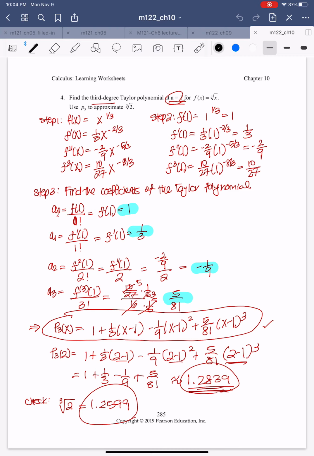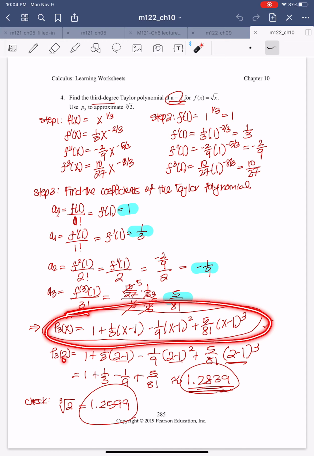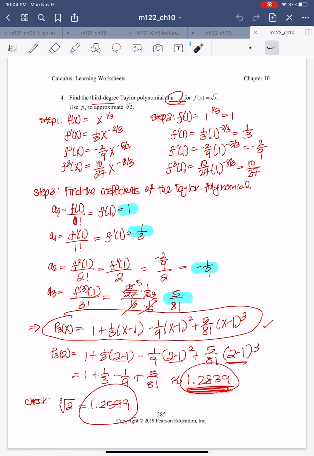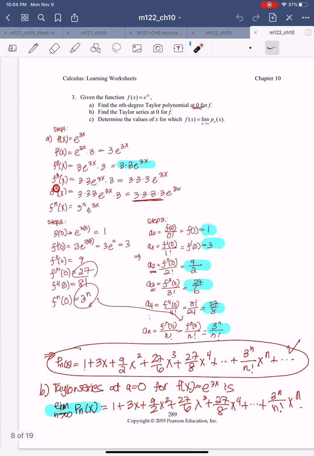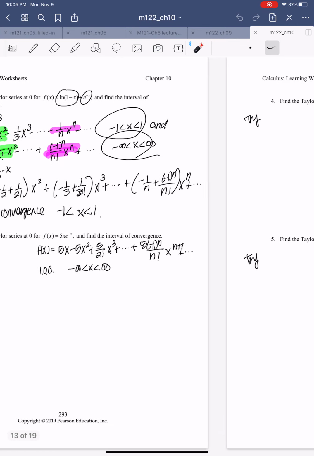What we did was we came up with a Taylor polynomial right over here that we circled, plugged it in and got a value of 1.2839, and the actual value of the cube root of 2 was 1.2599. So we used the approximation, and then you can see a little bit of error, because really it is 1.2599, but we got 1.2839. So that's what we are going to be working on in 10.4.